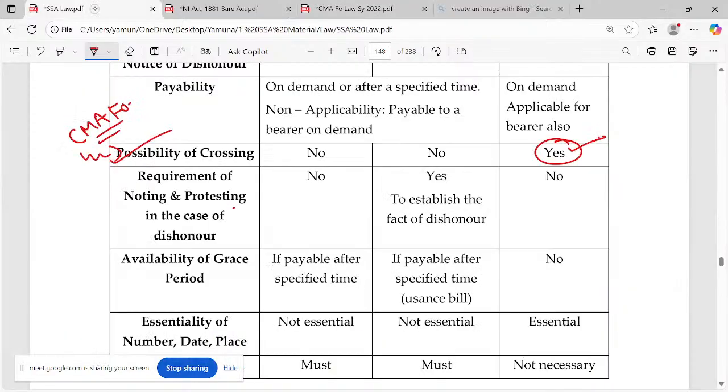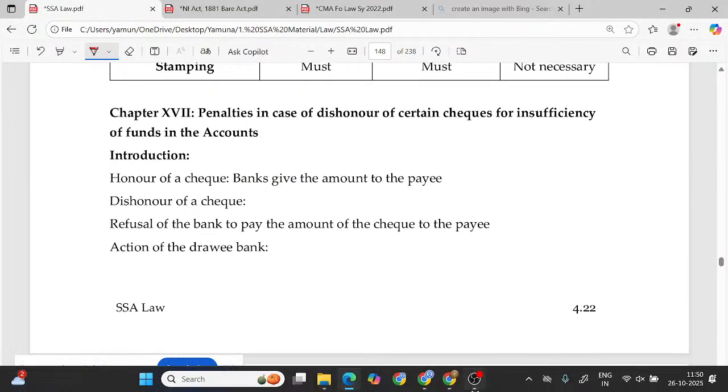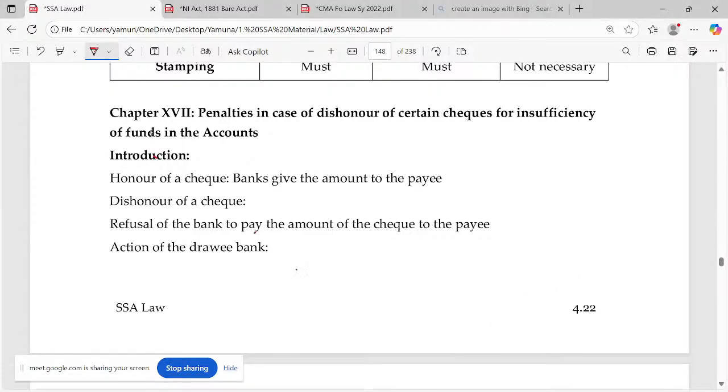So coming back to this one. Yes, chapter 17. Chapter 17 deals with penalties in case of dishonor of certain checks for insufficiency of funds in the accounts. Often repeated question. Whenever you talk about law, there will be separate marks allotted only for the penalty section. Inter-level students, question paper-ல penalty section-ஐ base பண்ணியே question கேட்பாங்க.